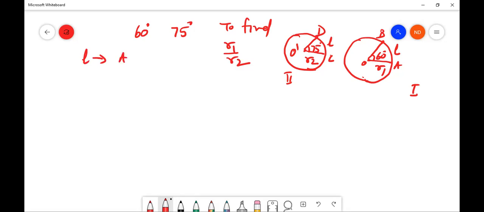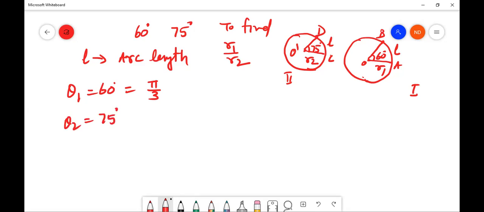So L, the arc length, in both the cases, we do not take L1, L2 because L1 equal to L2. So we have taken L. Now 60 degree, maybe we can take theta 1. 60 degree is equal to pi by 3 radian. 180 degree equal to pi radian. Theta 2 is 75 degree. So 75 degree means into pi upon 180. To convert degree to radian, we take like this.